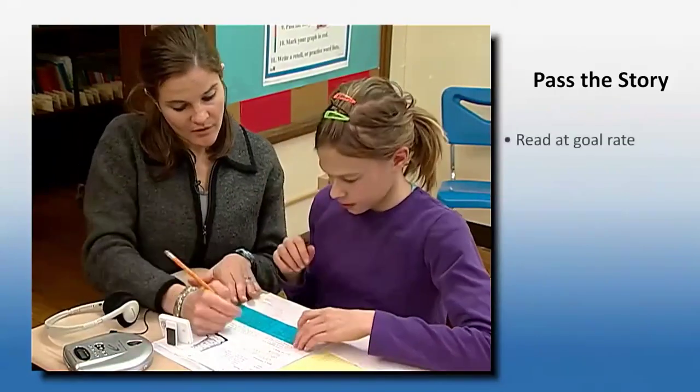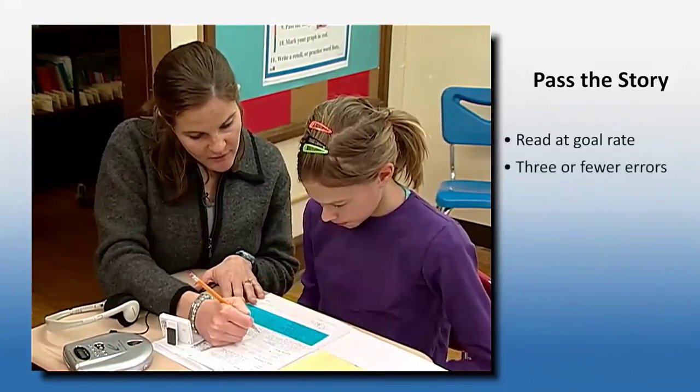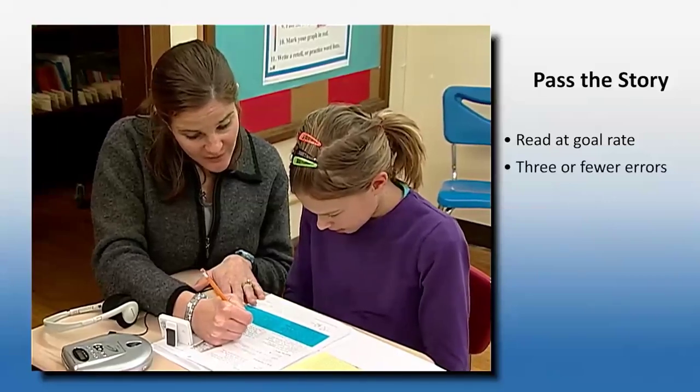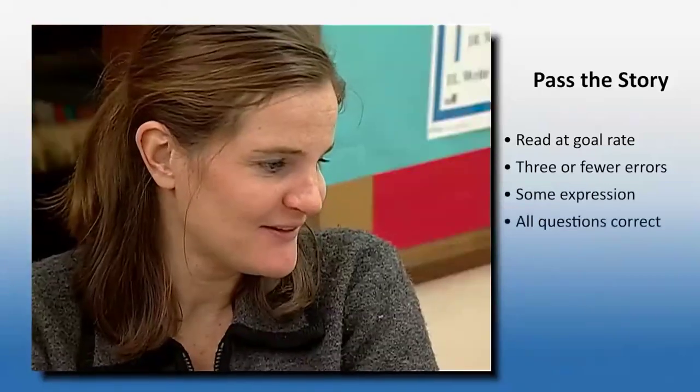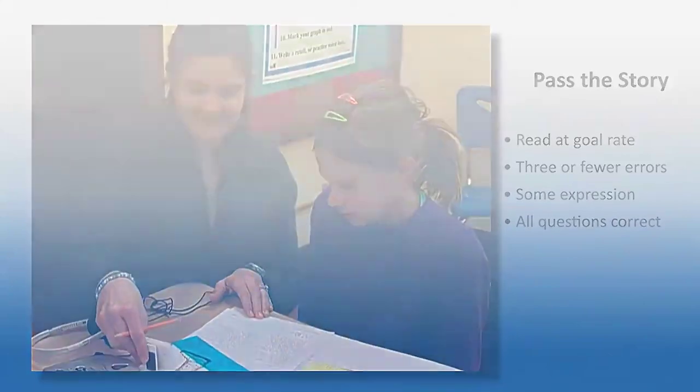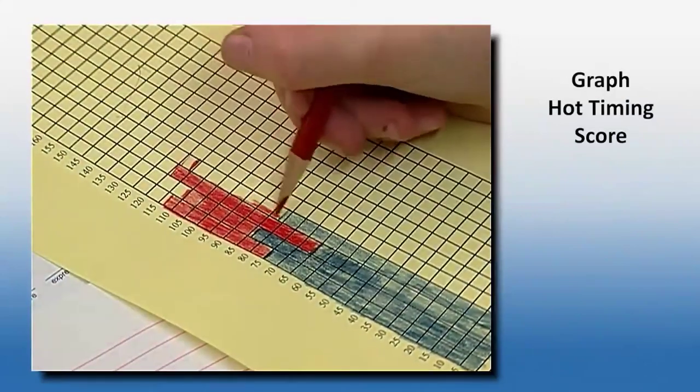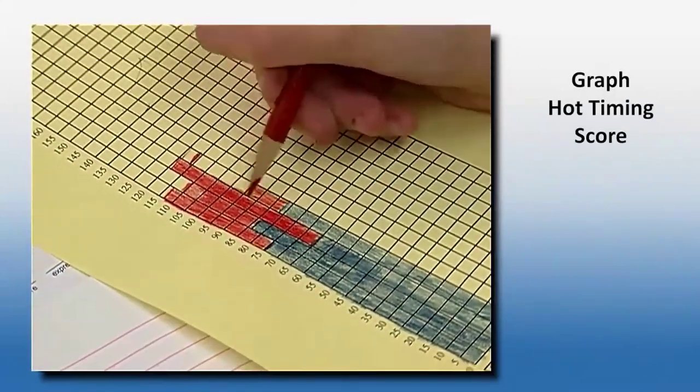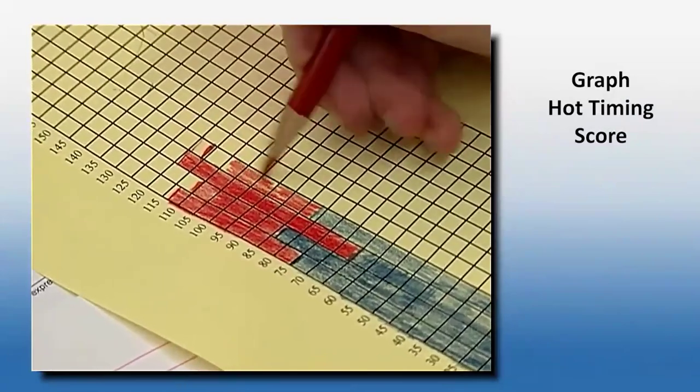If Javon reaches her goal in the hot timing, makes 3 or fewer errors, reads with proper expression, and answers all the questions correctly, she passes the story. Javon graphs her hot timing score in red on the fluency graph, giving visual proof of her progress on the story.